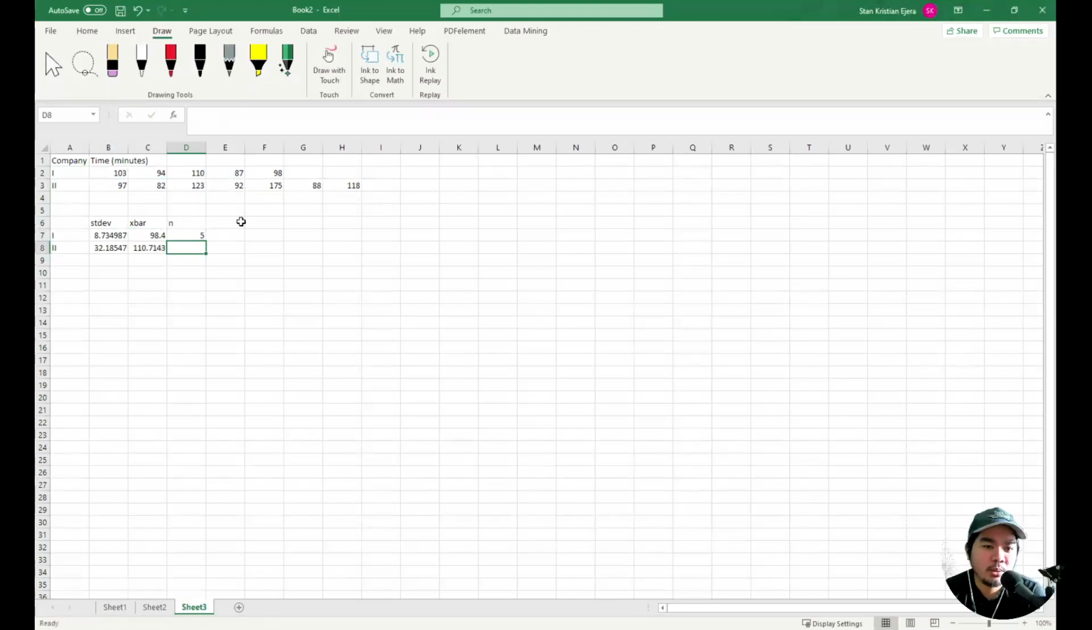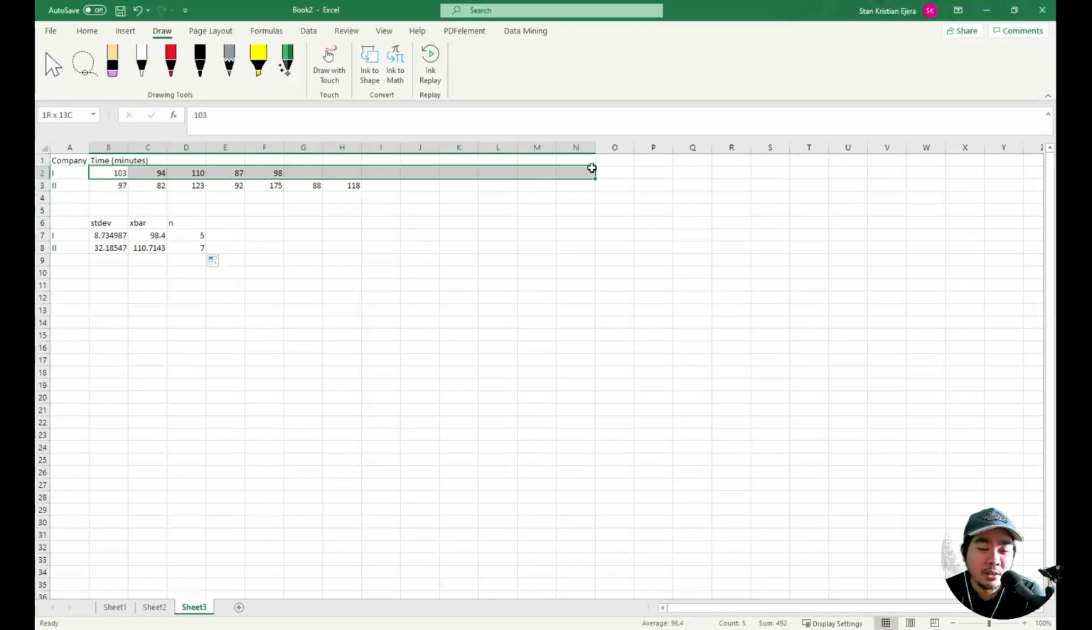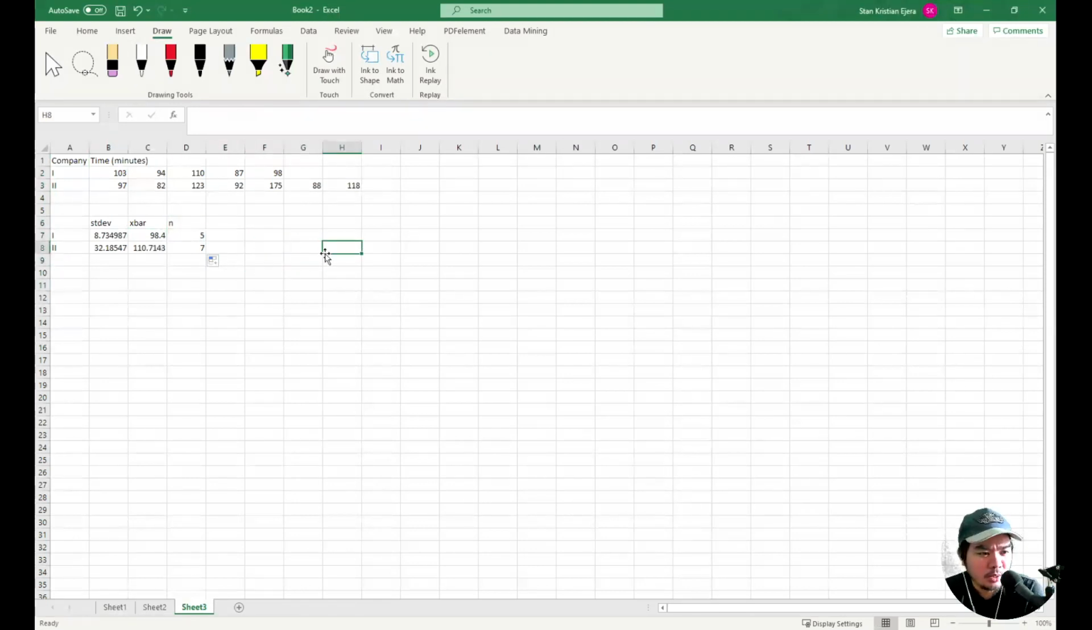But I just like to use the count formula, class, because I want to get used to large data. For example, if I have a larger data set, it would be arduous to count the number of observations, so I just use the COUNT formula so Excel counts for me. Okay? So I think we have everything we need. Then we just need to compute the pooled standard deviation.